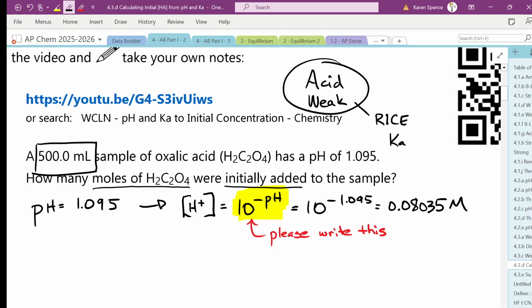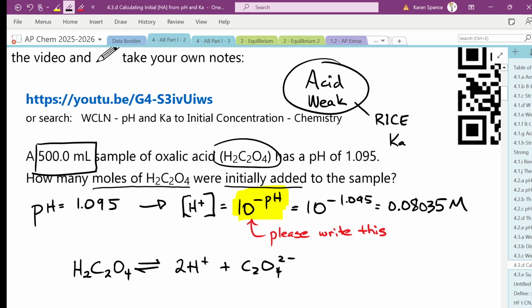And I know that I'm doing RICE and Ka, so I'm going to write my ionization of H2C2O4. This one I'm going to write as the shortcut method just to show you. Is it going to be like this? Is that correct? No. Remember, it is only the first dissociation that matters. So that's going to be HC2O4 minus.